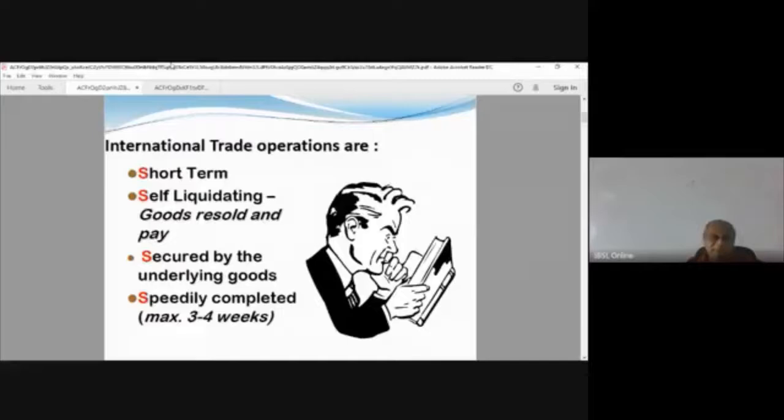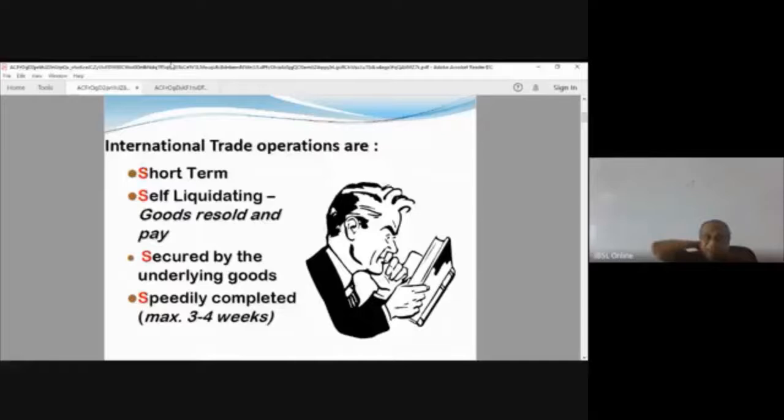If you can't take any risk, then you should not do international trade, because international trade is 100% risk. You should be ready to take the risk, and you should be ready to mitigate the risk, right? Other than that, you can't eliminate the risk in international trade operation. Some other operations, yes, you can eliminate, but not in trade.